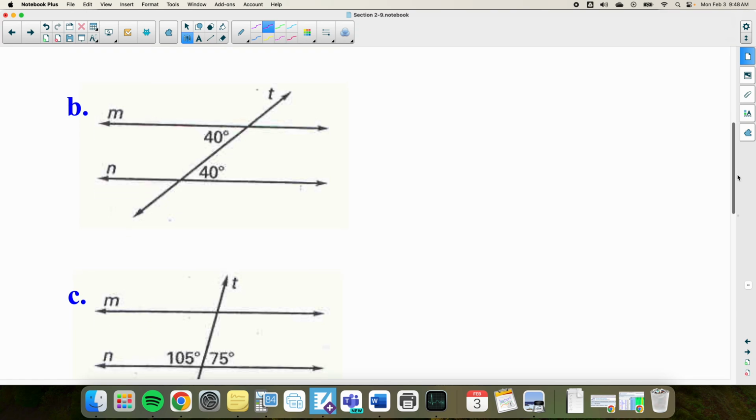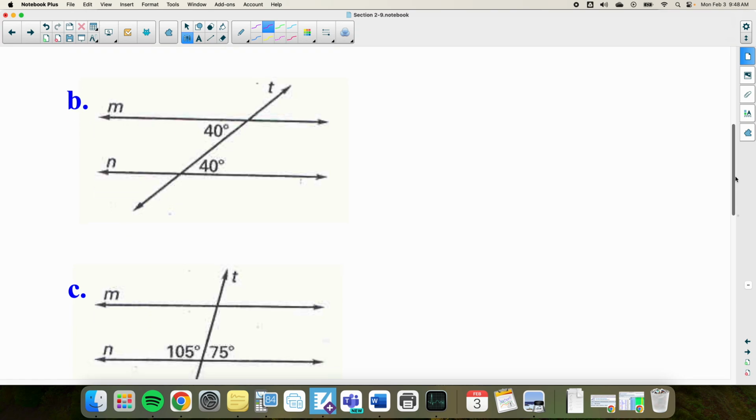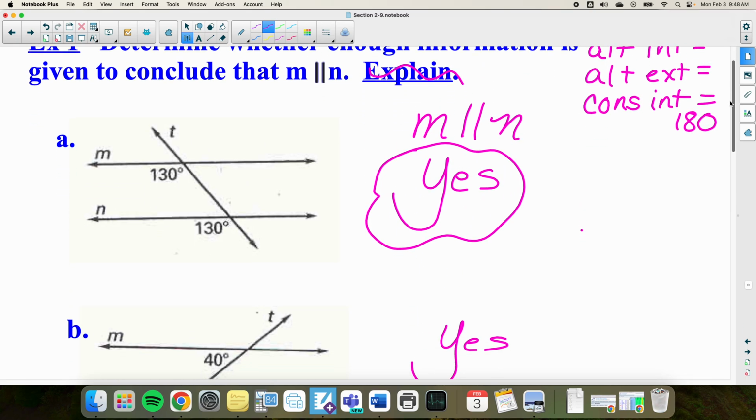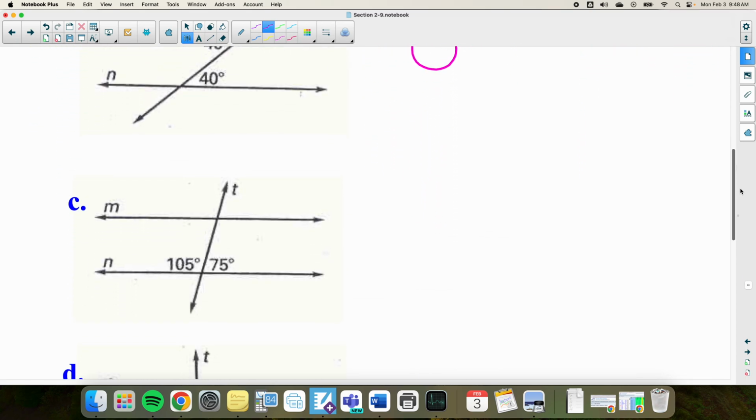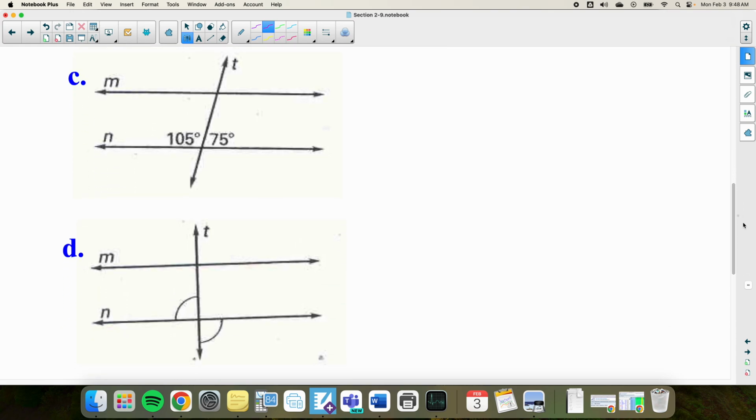All right, so these, what kind are these? Alternate interior. Yep, and do we want those to be equal? Yes, so that's enough to say M and N are parallel, so we're just gonna say yes. You don't even have to say which ones, we're just gonna say if there's enough to say that M is parallel to N, yes or no?